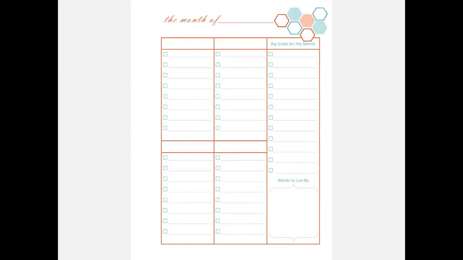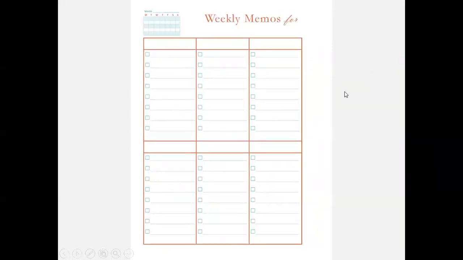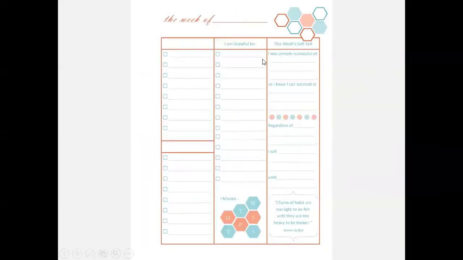I also fill these in: big goals for the month, words to live by, some motivation there. I like to keep my goals for the month in the forefront of my mind. So here I am on the weekly, and I also fill in this: for this week, I'm grateful for these things. I moved all the days that I move, 1, 2, 3, 4, Monday, Tuesday, Wednesday, Thursday, Friday, Saturday. And then there's another setup here that you can do for something else.